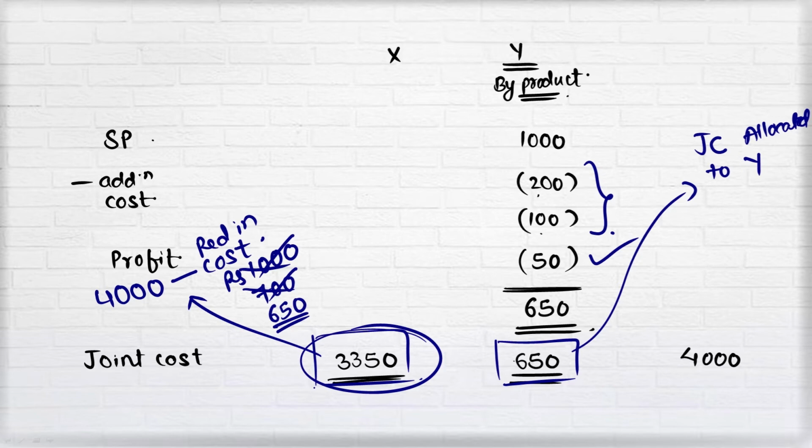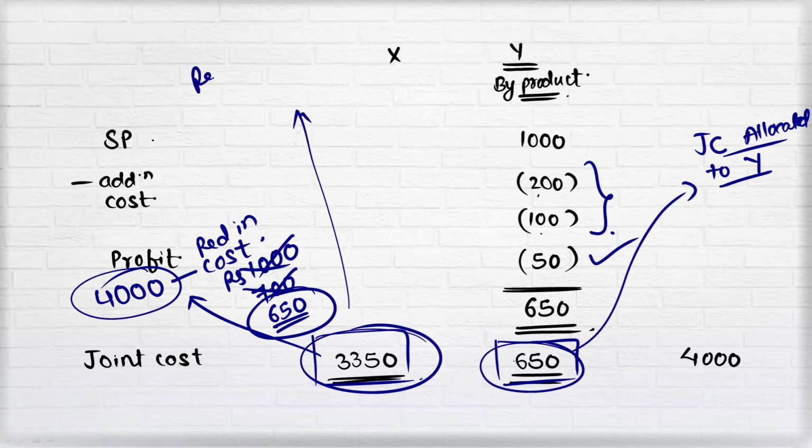Alright. So how much is the reduction of cost? 4000 minus 650. So what we have spoken before, it is joint cost allocated to Y. We can also speak in this manner. Reduction of cost will be only rupees 650.